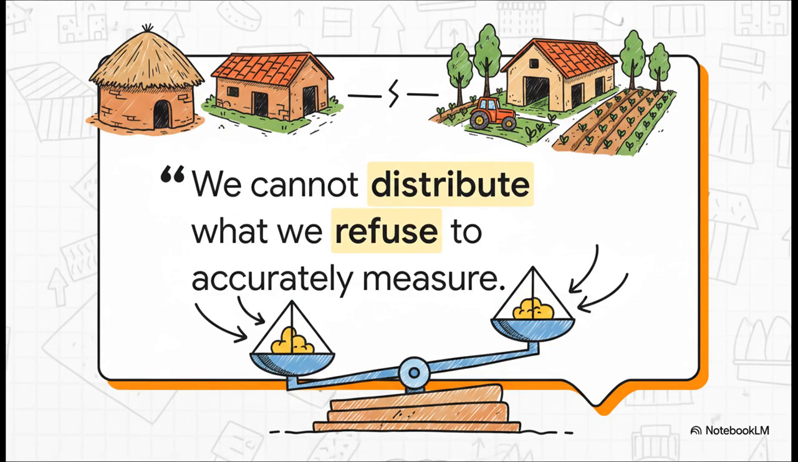The paramount lesson here is this: we cannot distribute what we refuse to accurately measure. As long as official statistics continue to mask structural inequality by conflating a tiny dirt hut with a functioning farm, we can never deliver justice. And we certainly can't enact the aggressive land reform agenda that is so undeniably necessary.